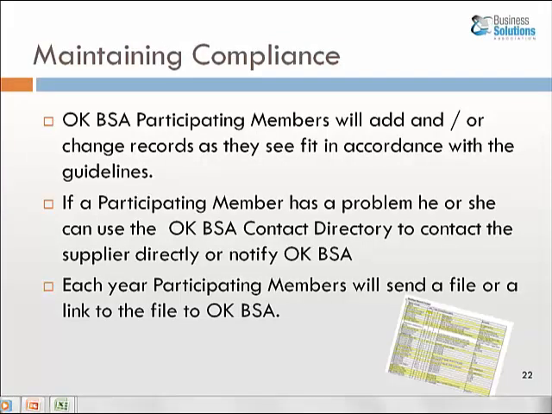Participating OKBSA companies will add and/or change records as they see fit in accordance with the guidelines. If a participating member has a problem, he or she can use the OKBSA directory to contact the supplier directly or notify OKBSA. Each year, participating members will send a current file to OKBSA.